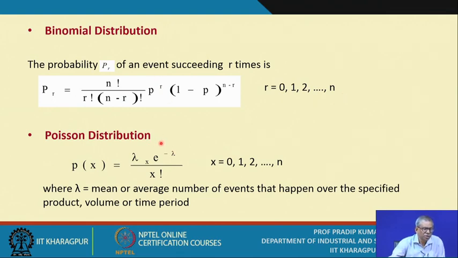Then, in many cases we assume that the random variable is Poisson distributed. This is the probability mass function for the Poisson distribution: e to the power minus lambda, lambda to the power x, divided by factorial x. Here lambda is the mean or average number of events that happen over the specified product volume or time period.